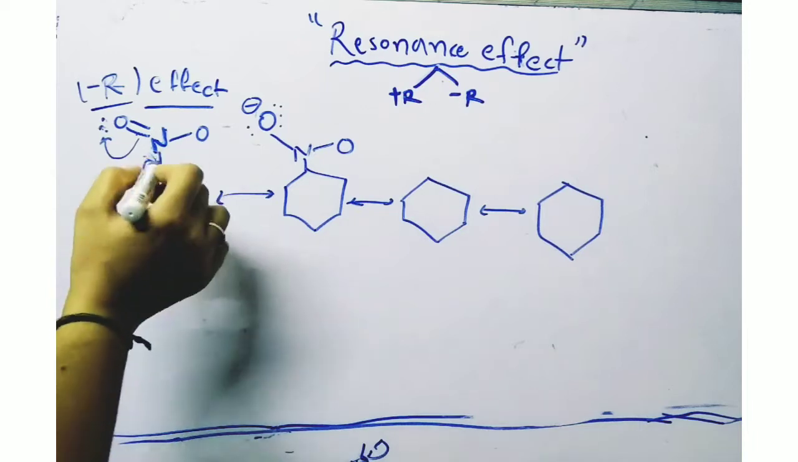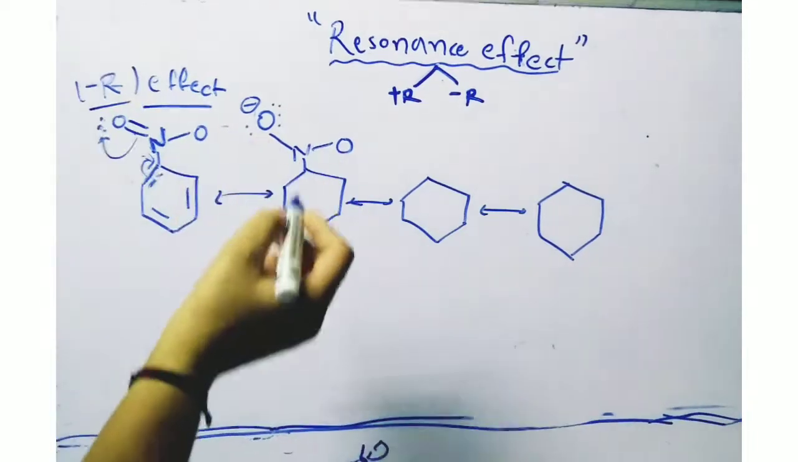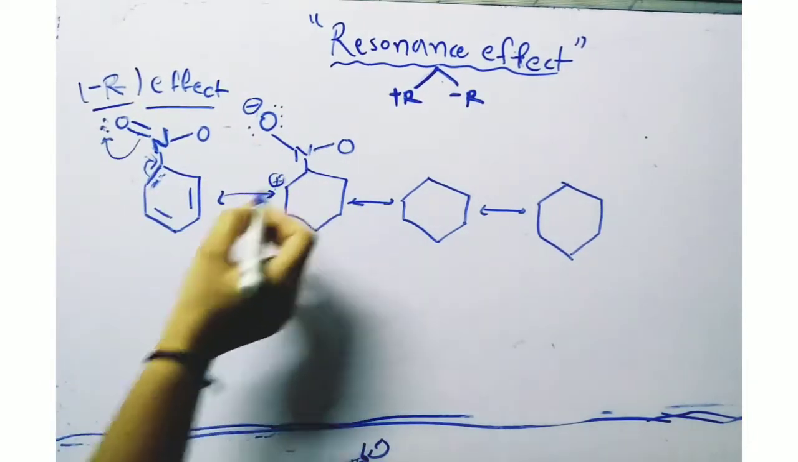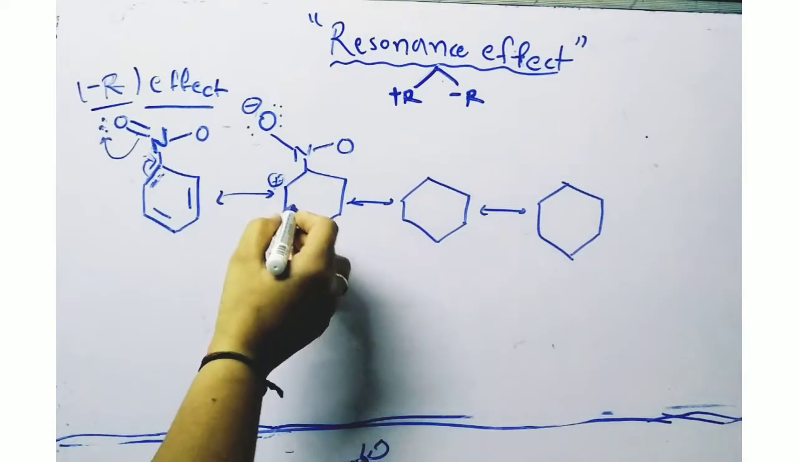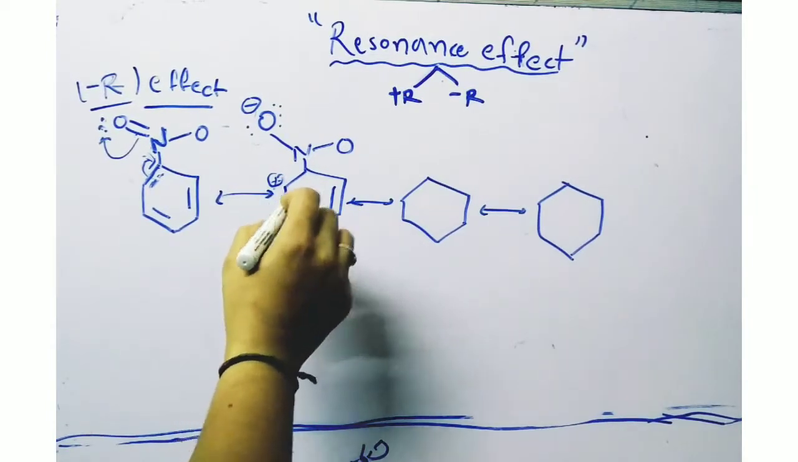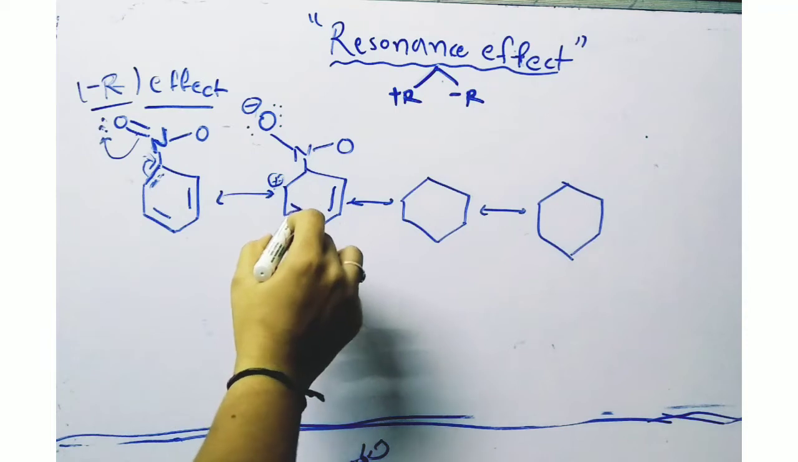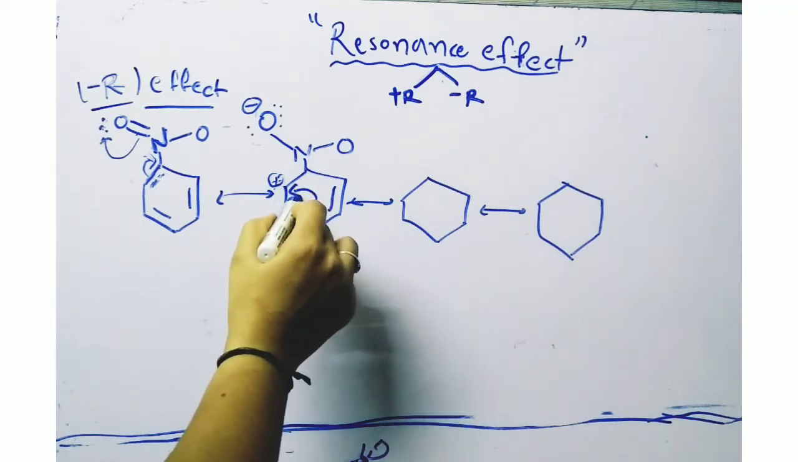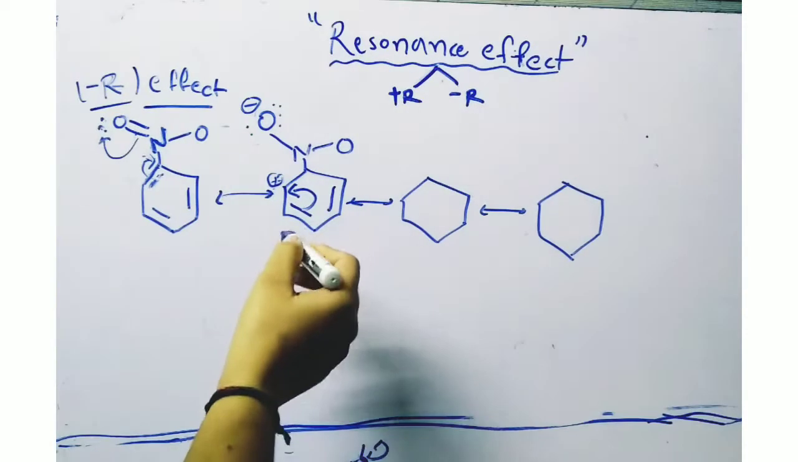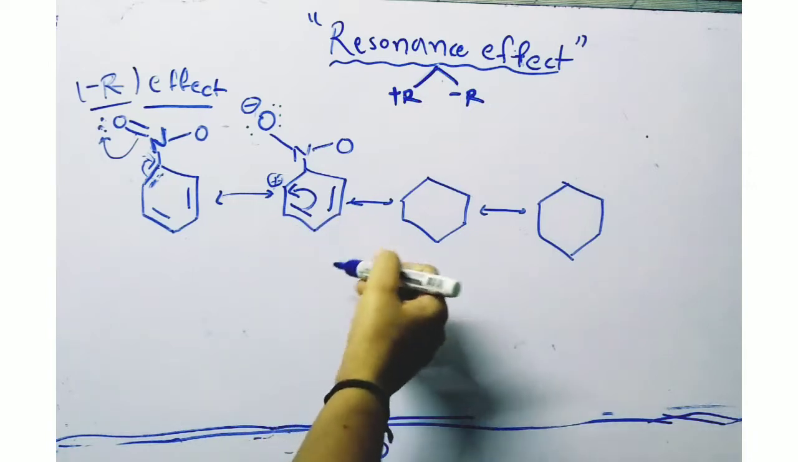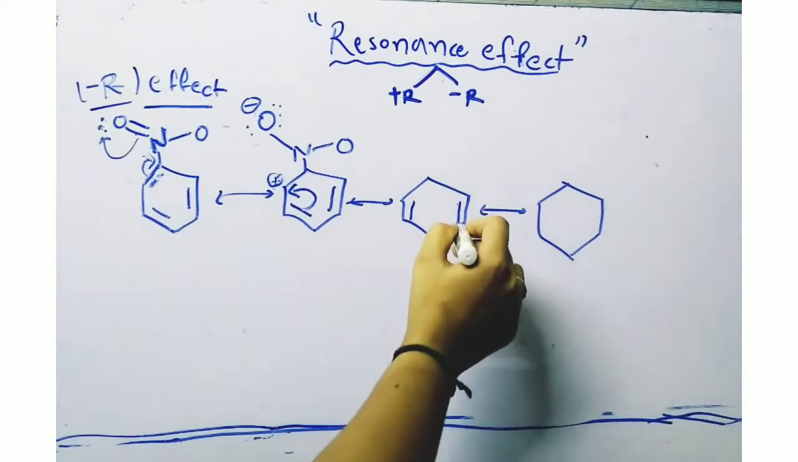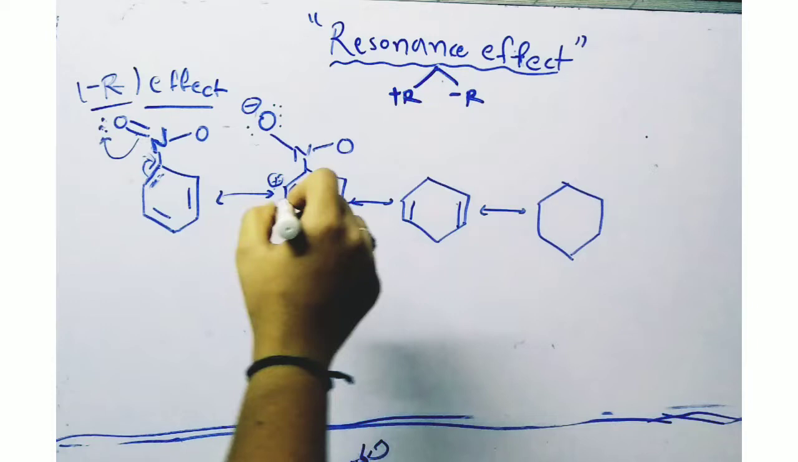the bond is going between nitrogen and carbon, so this carbon will become positive. Now the carbon becomes electrophilic, so that the bond will shift towards this carbocation. Here the bond will shift like this, and what we get here is the double bond, and the bond is shifting from this carbon.